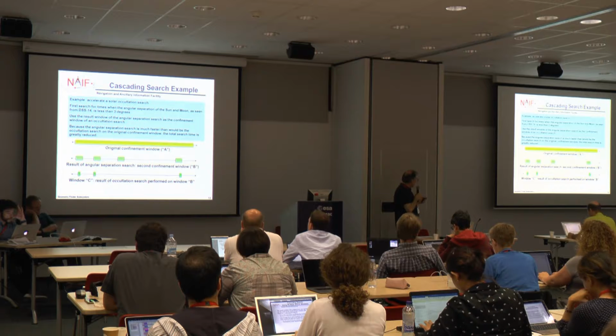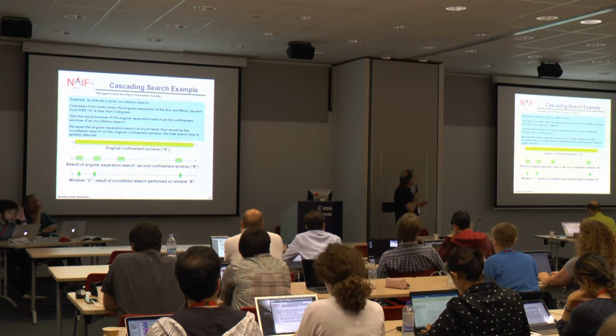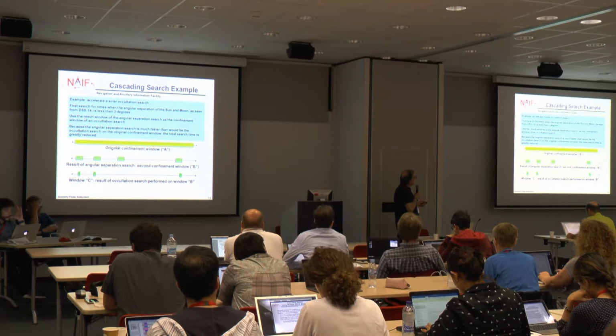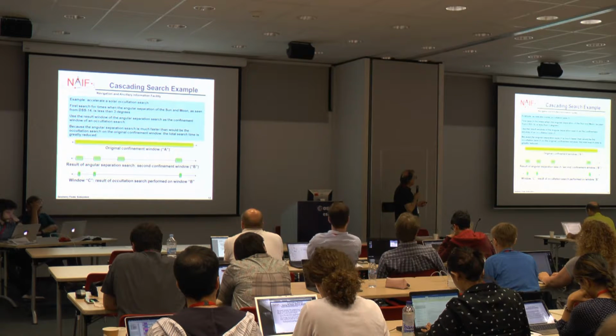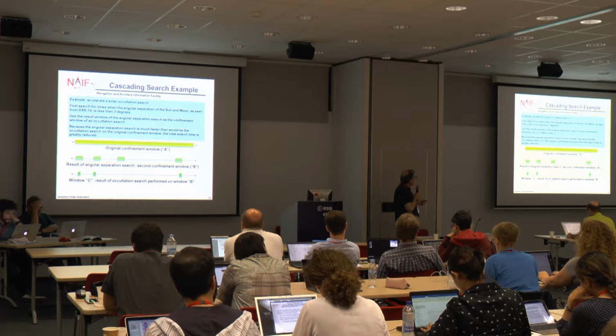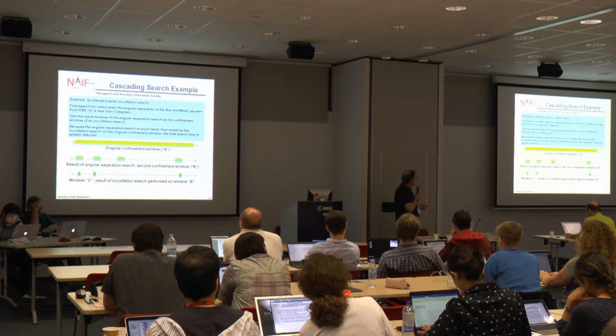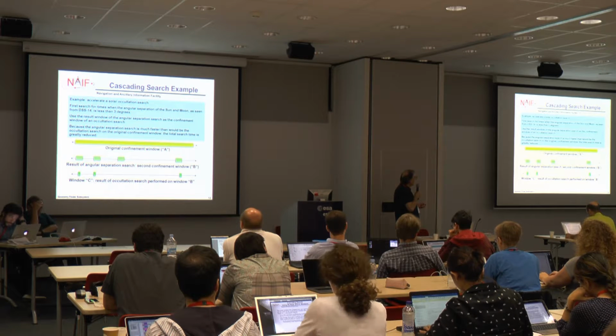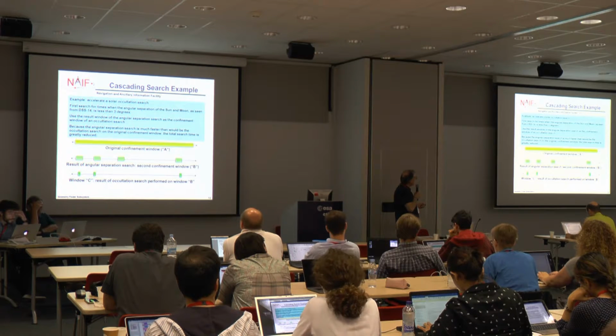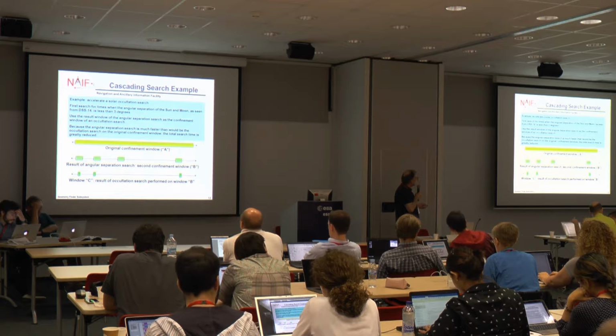So here's a little overview of how one would do something like that. In this case, we're searching for occultations of sun and moon, as seen from DSS 14. We first perform an angular separation search, and here's our original confinement window. We find times when the angular separation of these two solar system objects as seen from the observer is less than 3 degrees. And that's a small window.